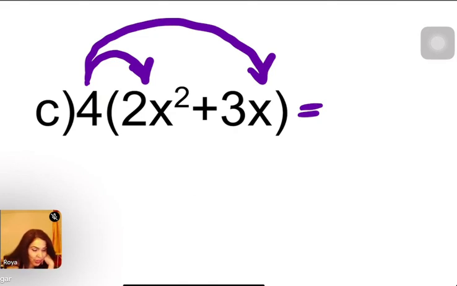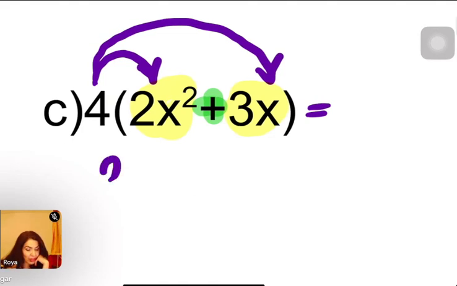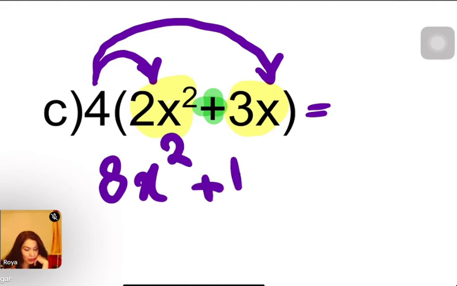We know that terms are separated by a plus sign or minus sign. We have plus and each of them are separate. So the answer is 8x squared plus 12x.